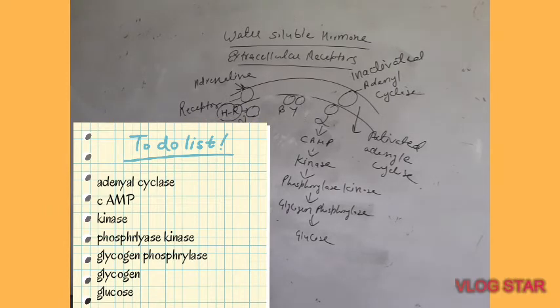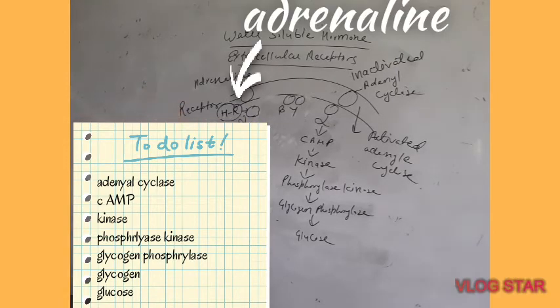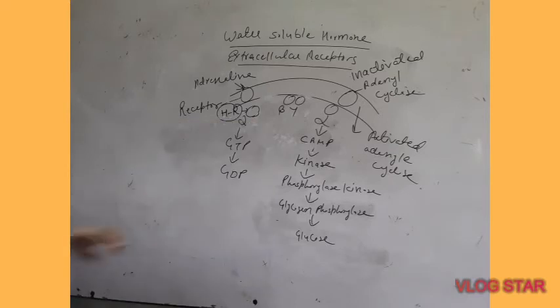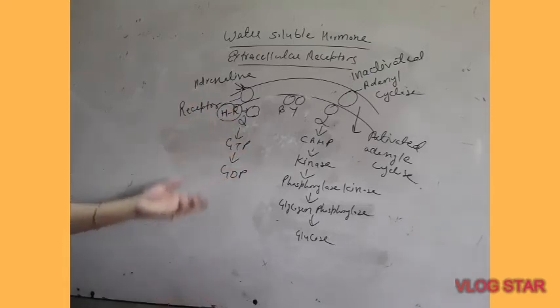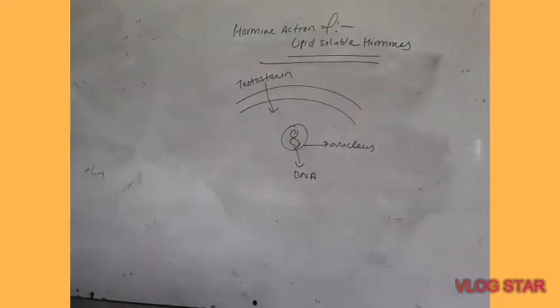Or instead of insulin, you can take the example of adrenaline. The best example to take here is adrenaline. What is the role of adrenaline? Adrenaline provides us energy during emergency situations. How does it provide energy during emergency situations? By breaking the glucose. And how does it target the glucose? This is the entire concept we have studied. When glucose is formed, it comes out of the cell and then its action is done. So this is all about the hormonal action of water soluble hormones.